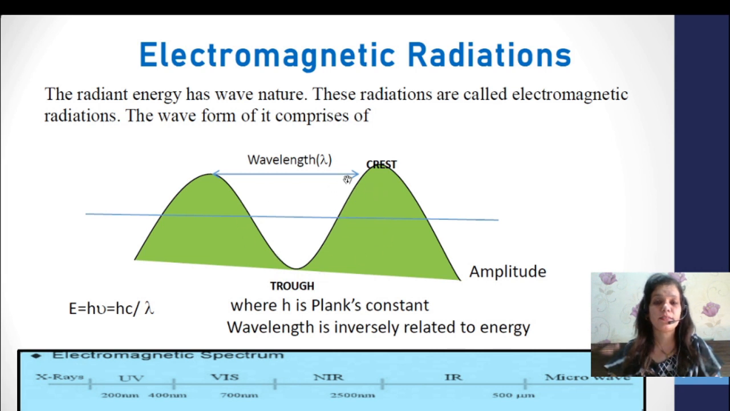The energy of these waves is given by a simple equation, E equal to h nu, where h is Planck's constant and nu is the frequency, which we can further write as h into c by lambda, where c is velocity of light and lambda is wavelength. This full electromagnetic spectrum comprises, with increase in energy, of X-ray, UV, visible, near IR, IR and microwave.